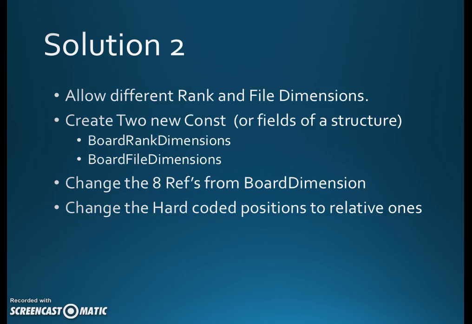I think a slightly more elegant solution would be to have a different rank and file dimension. Personally, I'd look to stick it in a structure as 2 fields, but it could be 2 constants. Now if you do that, you've got to go in and change the 8 places that board dimension is referred to, and change it to either board rank or board file. Then you need to again change the hard-coded ones relative to our new constants.